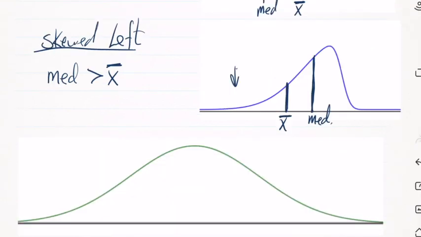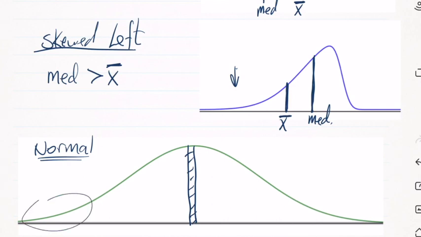Now, if the mean and the median turn out to be basically the same, they land in the same area, then what we get is what's called normal. It's normally distributed data. It would be really great if salaries were like this. Most people would make about the same amount of money. Very few people would be poor. Very few people would be rich. A nice utopian society. It'll never happen.